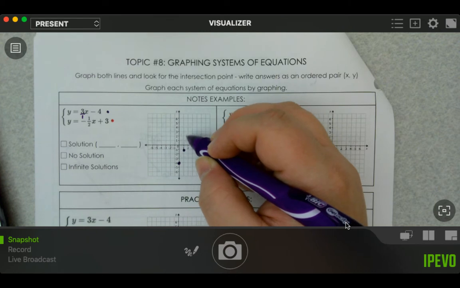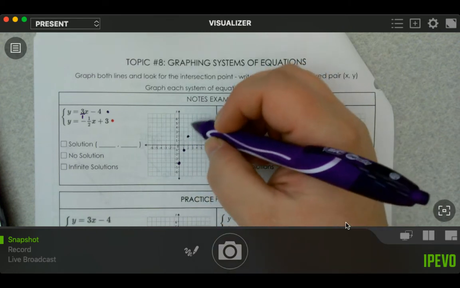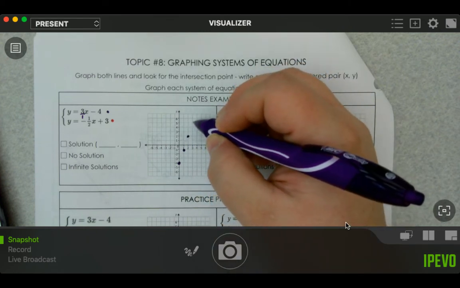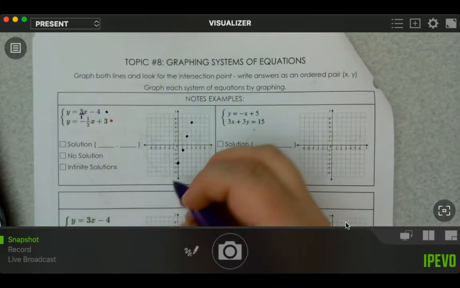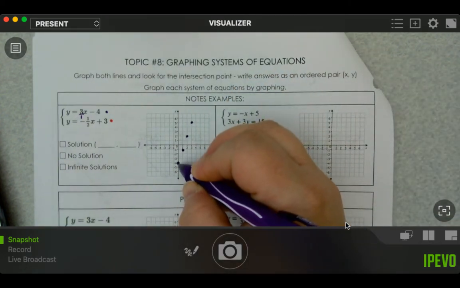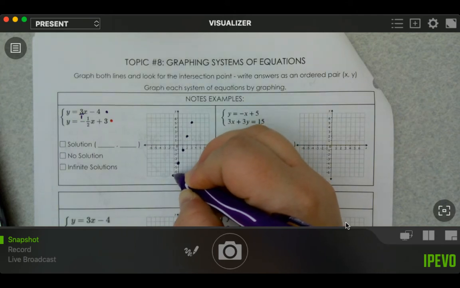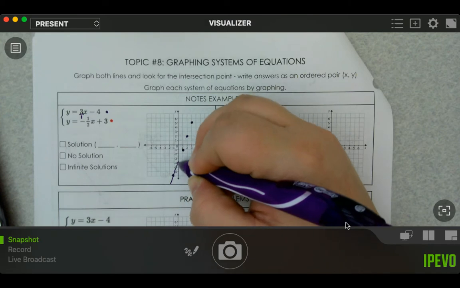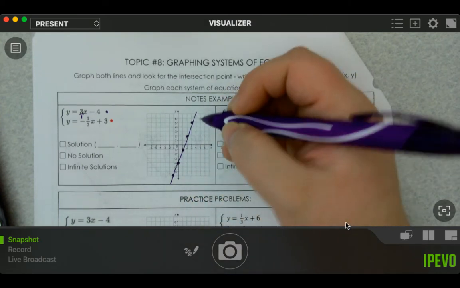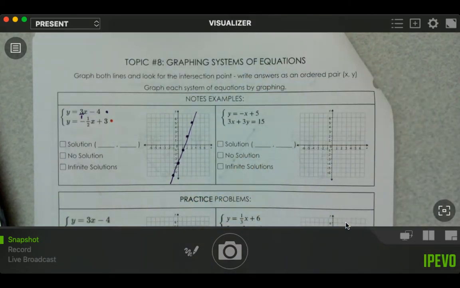Up 3 over 1. And you guys know that I do this. I go all the way across my graph, up 3 over 1. And then if I really wanted to, I could go down 3, left 1. So you can go the opposite direction if you want to, as long as you switch both of them. And there's my line.